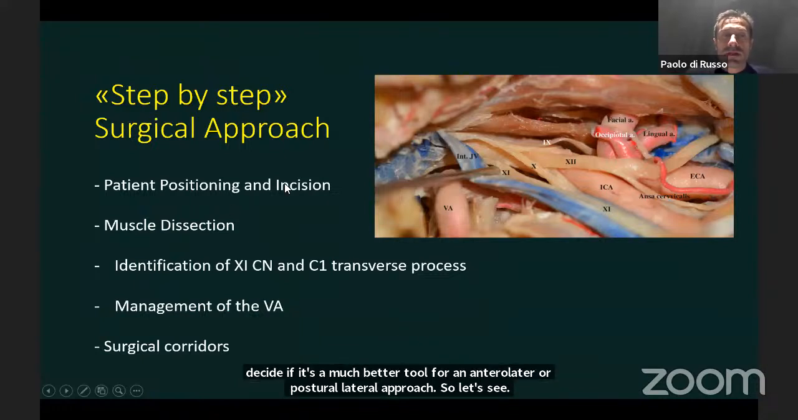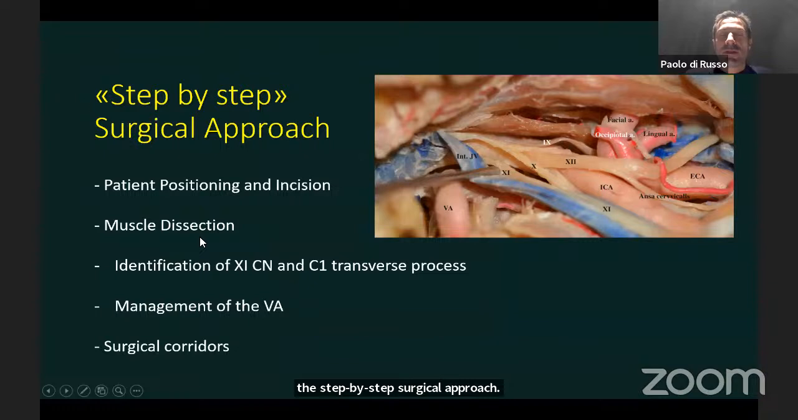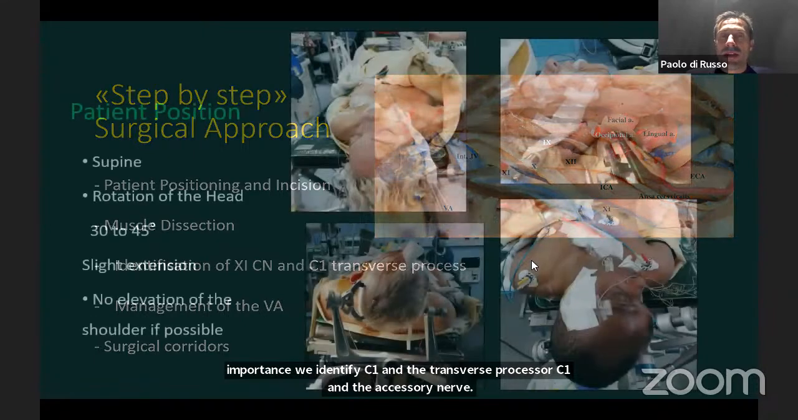So how we position the patient, how we do muscle dissection. The importance is we identify C1 and the transverse process of C1 and the accessory nerve, how to manage the vertebral artery and which surgical corridor you have according to where the pathology is.